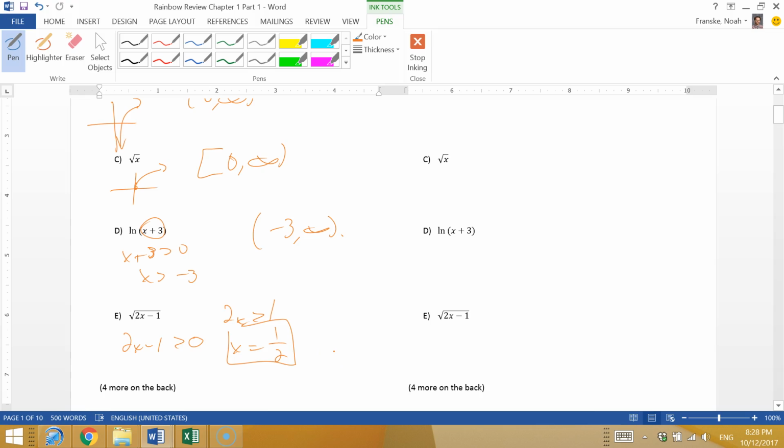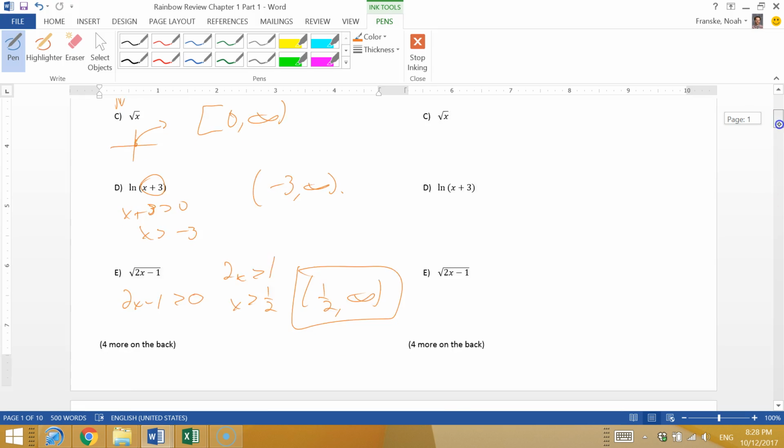That's it. Sorry, not equals. Must be getting tired. X has got to be greater than 1/2, which in interval notation would be parentheses 1/2, comma, infinity. There we go. Much better.